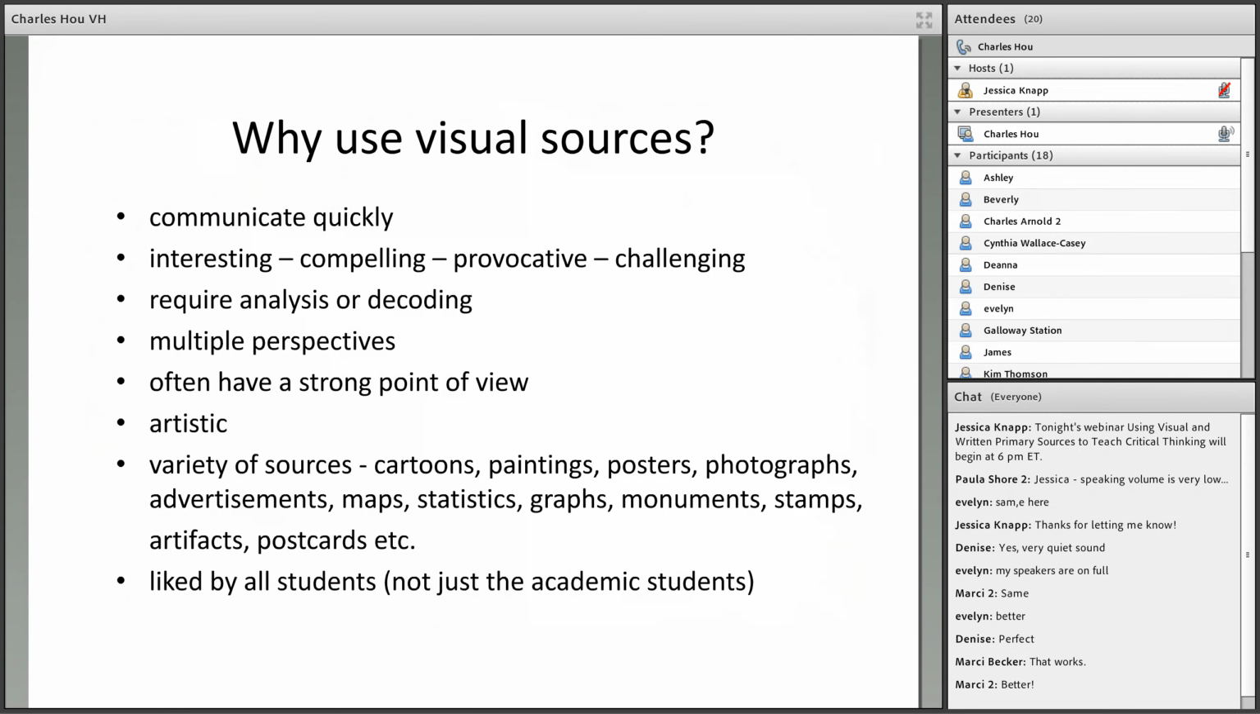Why use visual sources? Well, you can read these. If you have any questions, you can ask me about some of them, but it's easy to come up with multiple perspectives. I like cartoons because they have a really strong point of view. And you can get lots of variety, so students don't get bored just doing cartoons. You can use all sorts of sources. And I found that all the students could say something about the sources. You could ask the easiest questions to a student, maybe who is having trouble, and then really go after the top student to get them thinking about what they're looking at.